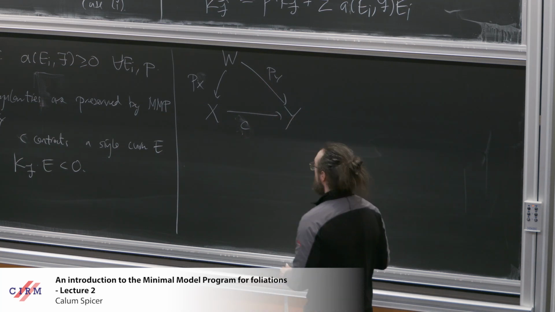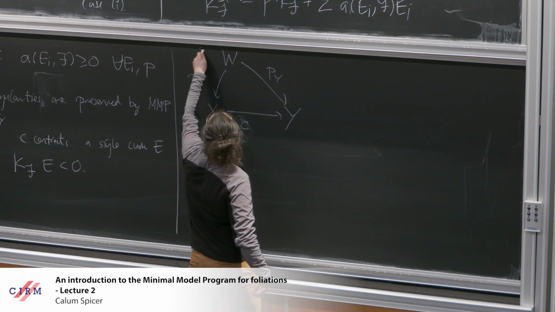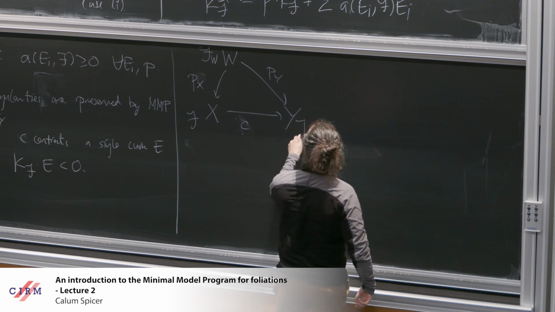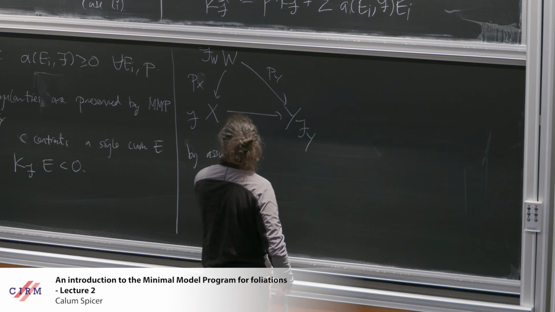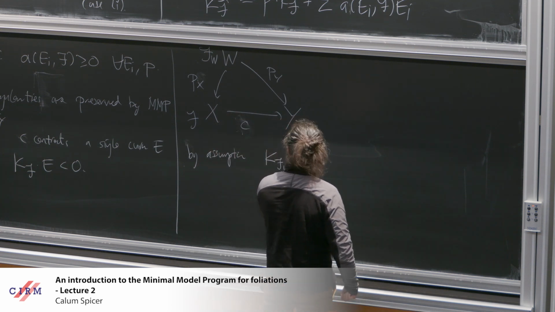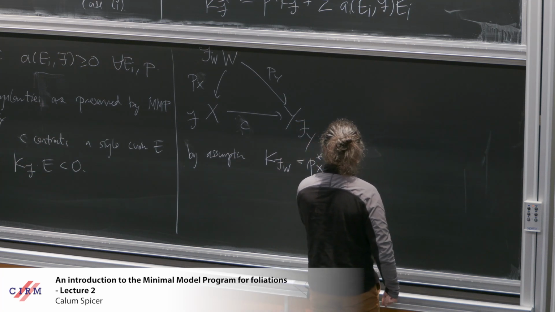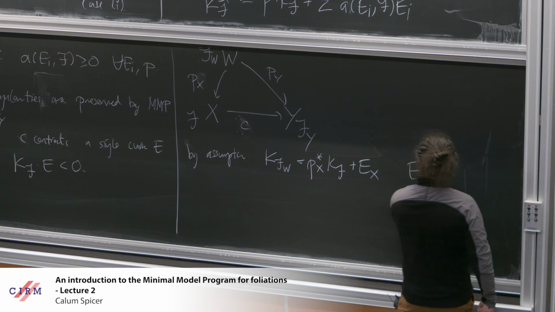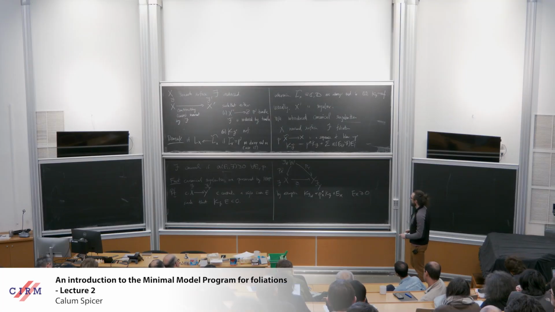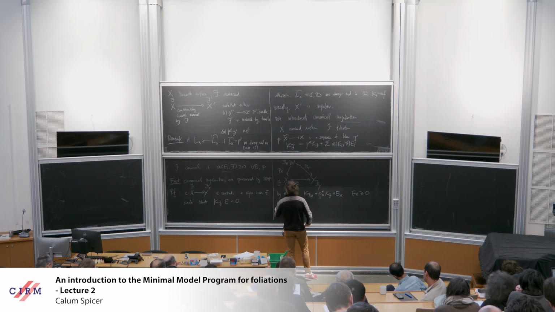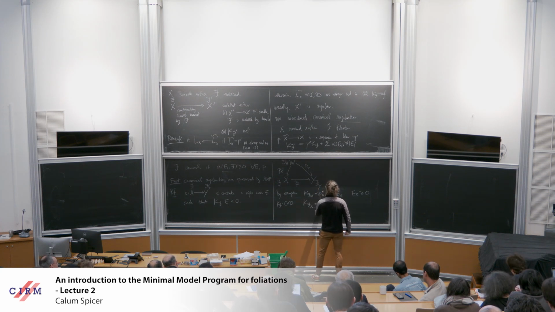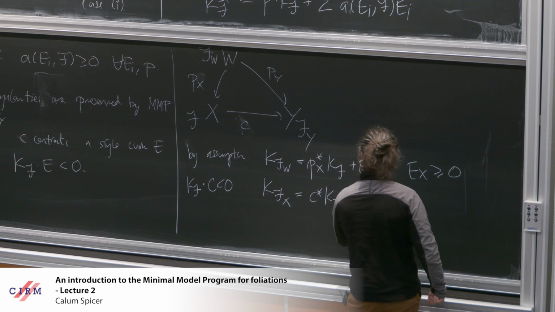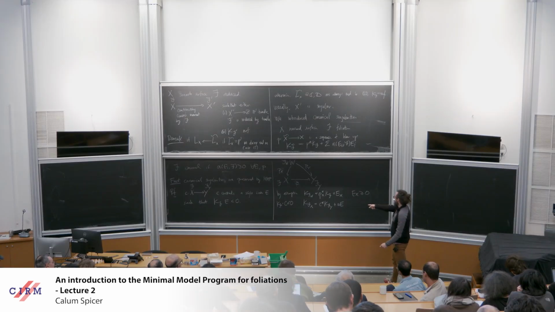And the thing to observe is that, by assumption, we have a foliation F_W, F, F_Y. By assumption, we're assuming that F has canonical singularities. So we have that K of F_X is just P_X star K of F plus E_X, where E_X is some P_X exceptional divisor, which is effective. Now, because K_F dotted with C is negative, this tells us that K of F_X is the pullback of K of F_Y plus aE. Now, E squared is negative, so a has to be positive.